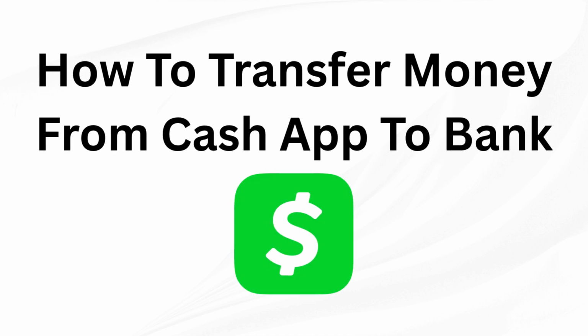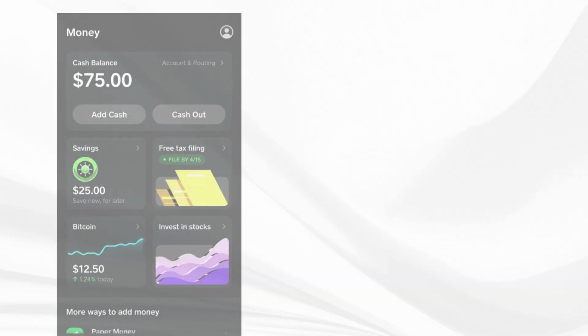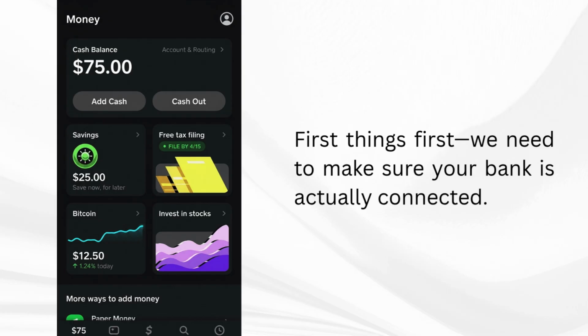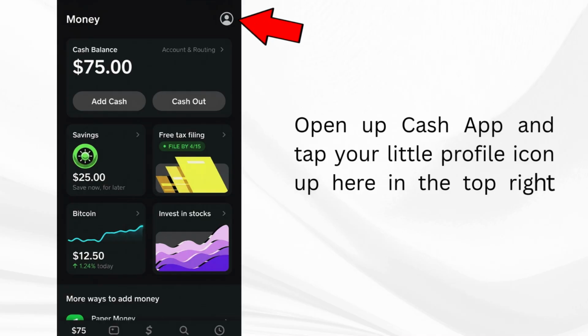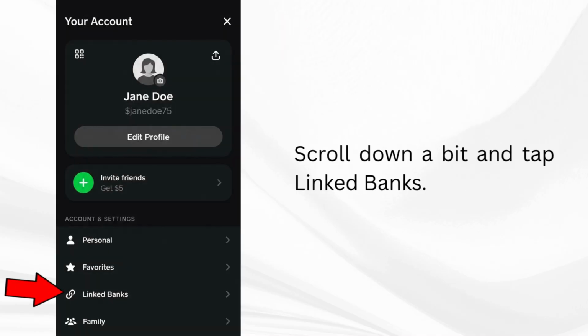How to transfer money from Cash App to bank. First things first, we need to make sure your bank is actually connected. Open up Cash App and tap your little profile icon up here in the top right corner. Scroll down a bit and tap Linked Banks.